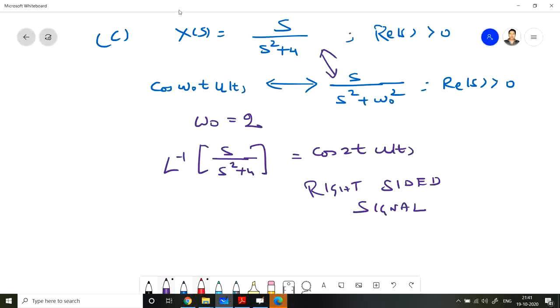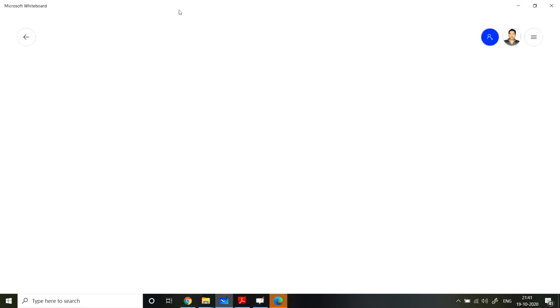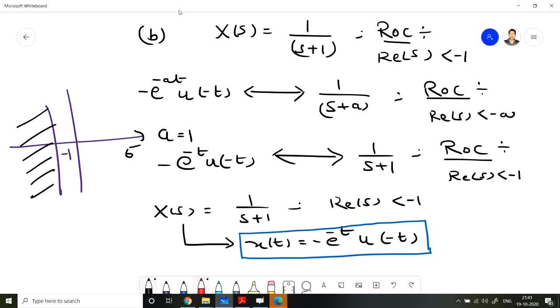One important point I forgot to tell you in the previous example. Let me explain this important point. In the previous example I forgot to tell you the ROC concept. In that case the ROC is the real part of s less than minus 1. So it is minus 1 here, then less than minus 1 is the ROC, if this is sigma and this is j omega, then this is the ROC. So what is the important point?